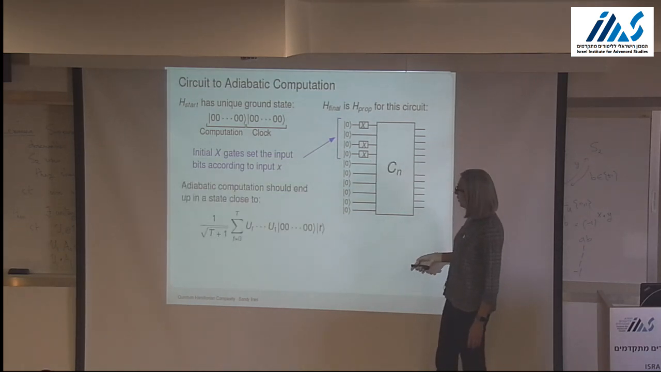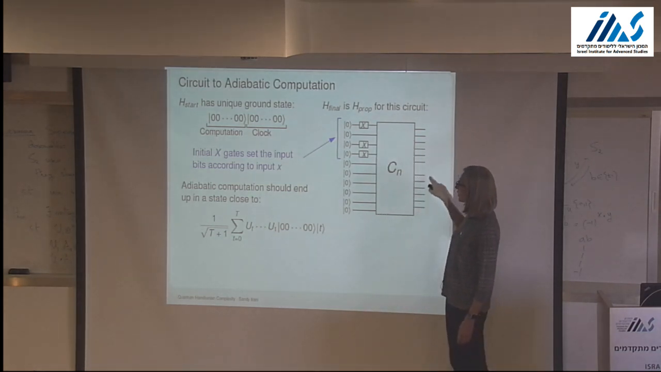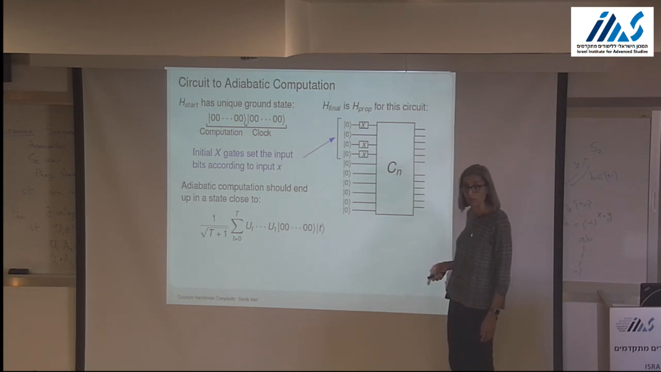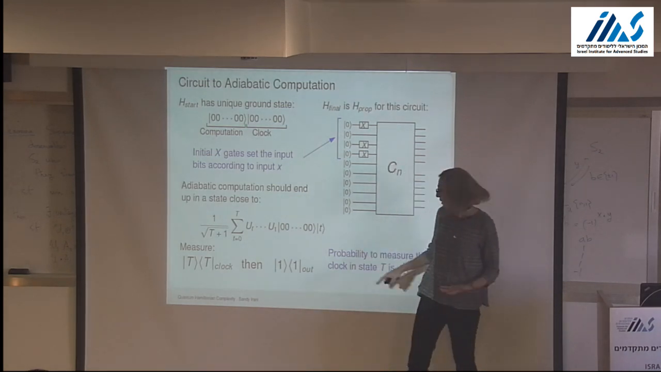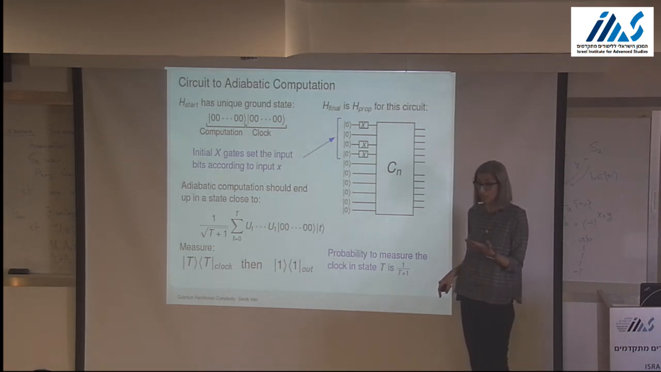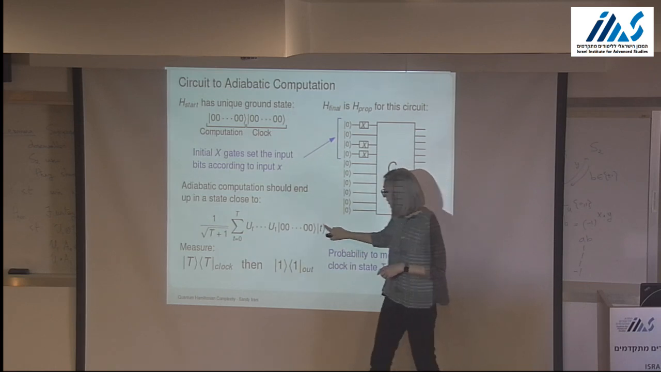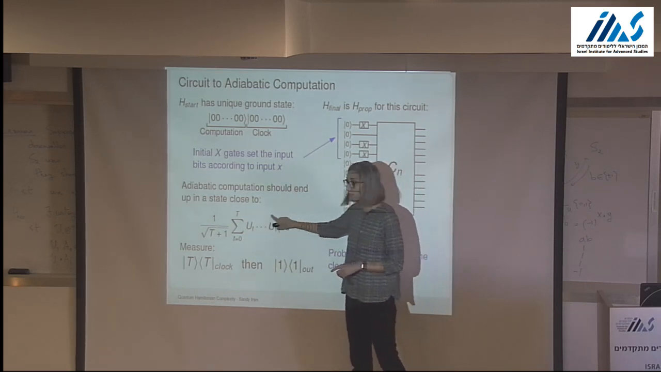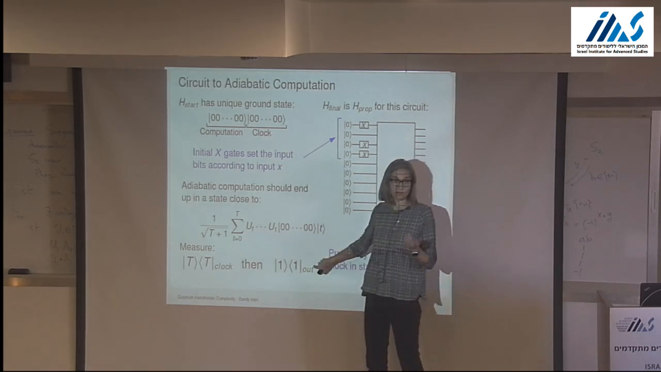And then the adiabatic computation should end in a state that's close to the ground state of this history state. And then if I want to know the answer, I measure first of all the clock register and say, okay, am I in the last state? If I measure this, do I get capital T instead of some other time? If I get capital T, that tells me that the computation register is actually representing the output of the circuit.